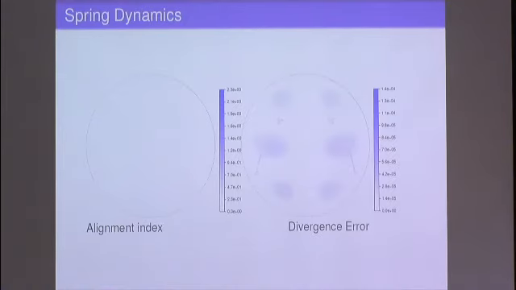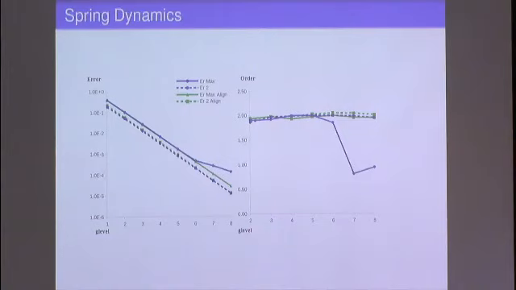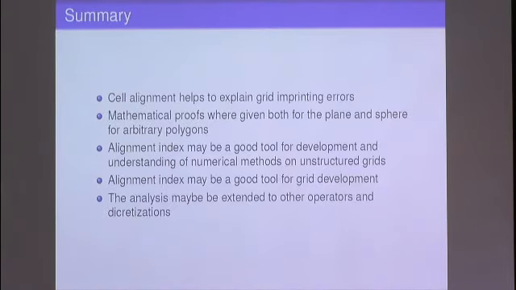And this is the spring dynamics grid. Unfortunately, here you should be able to see these connections that we see here. So it's actually capturing what it should be capturing, and we get the same kind of convergence properties. With this, we think that the cell alignment helps to explain grid imprinting errors.